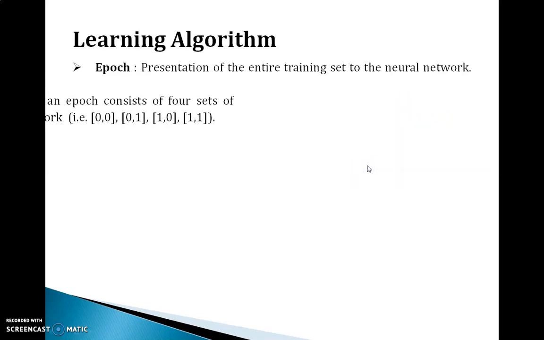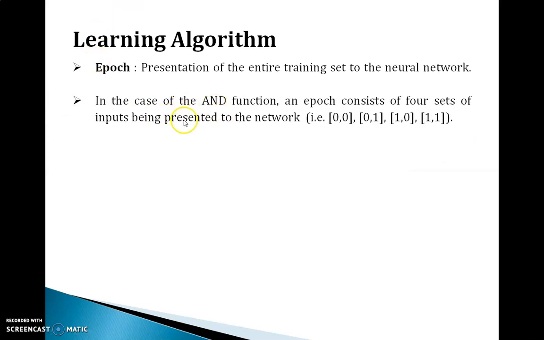For the learning algorithm, we have to feed the samples. Before that, we must understand what an epoch is. Presentation of the entire training set to the neural network is called an epoch. In the case of an AND function, one epoch contains 4 samples: 0,0; 0,1; 1,0; 1,1. Over one neural network, there may be n epochs for the training.